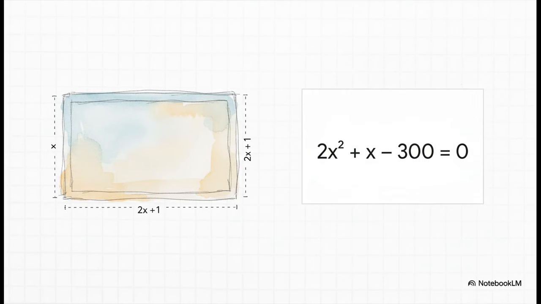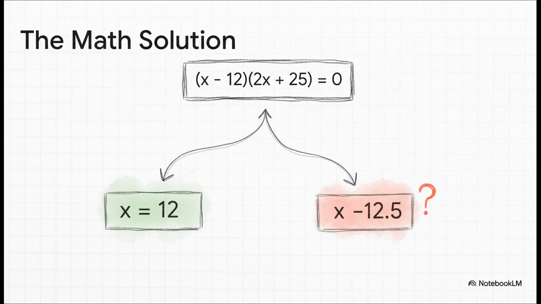Imagine a rectangular prayer hall. We're told its total area is 300 square meters. We also know that its length is 1 meter more than twice its breadth. So if we call the breadth x, then the length must be 2x plus 1. And since area is length times breadth, we can set up our quadratic equation 2x squared plus x minus 300 equals 0.